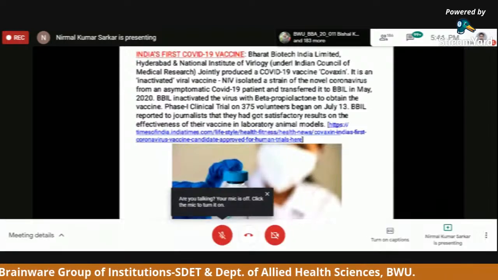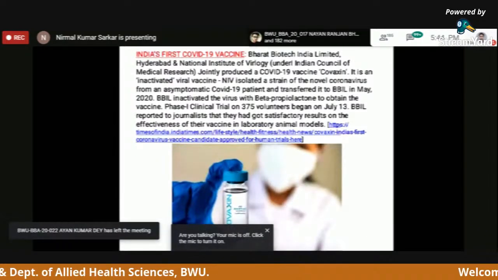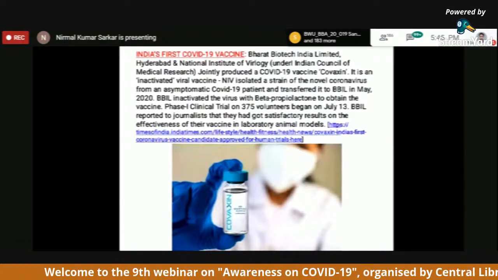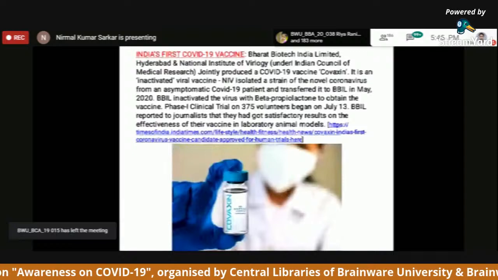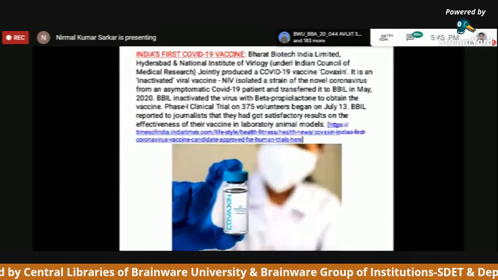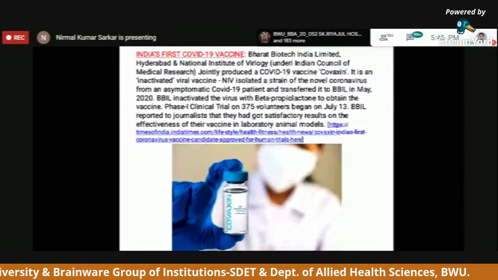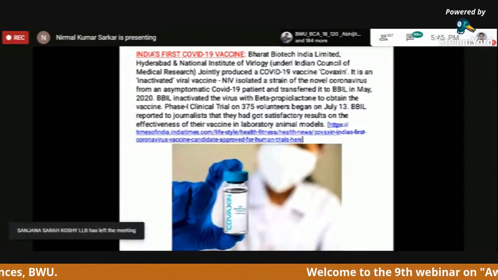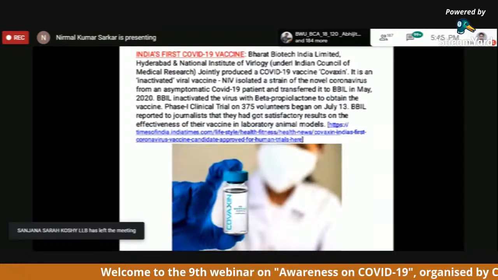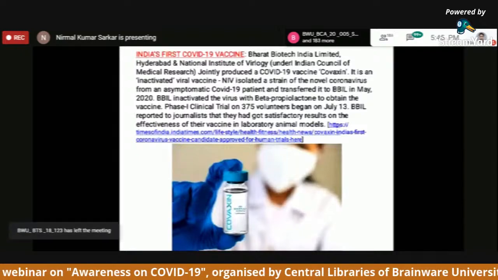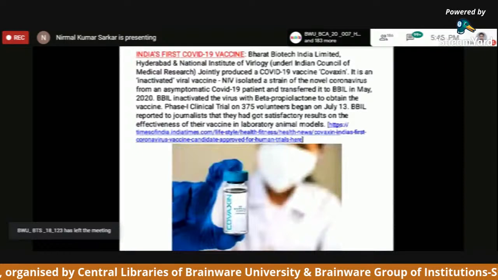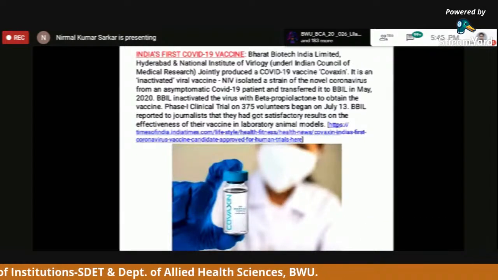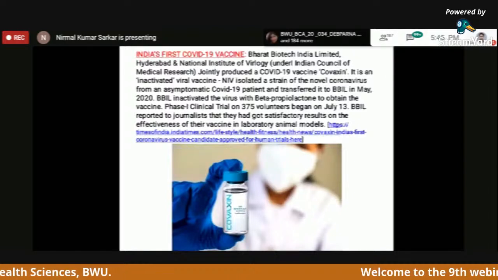Now, India's first COVID-19 vaccine. Bharat Biotech India Limited of Hyderabad and the National Institute of Virology, Pune, under the Indian Council of Medical Research, jointly produced a COVID-19 vaccine called Covaxin. It is an inactivated viral vaccine or killed viral vaccine. NIV isolated a strain of the novel coronavirus from an asymptomatic COVID-19 patient and transferred it to Bharat Biotech in May 2020. Then Bharat Biotech inactivated this virus with beta-propiolactone to obtain the inactivated or killed vaccine.